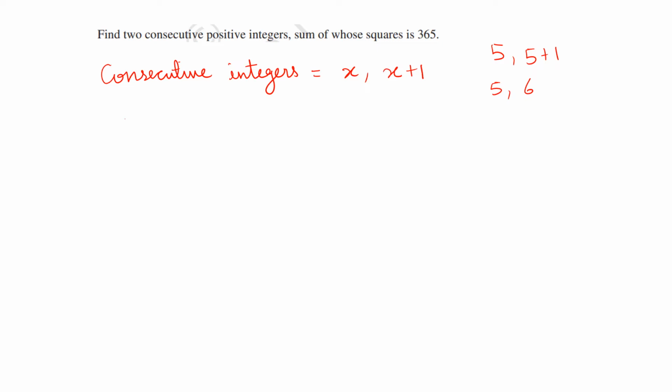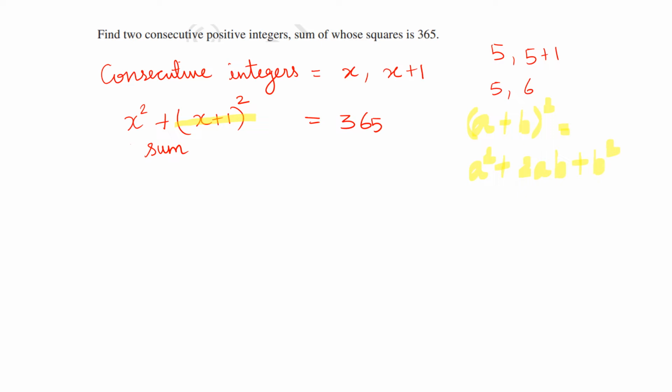So x square plus x plus 1 the whole square. This is the square of x and this is the square of x plus 1. This is the sum, right? Plus sign is for sum, right? Equal to 365. Now what you have to do is, x plus 1 you have to take in the a plus b the whole square formula, right? a plus b the whole square equals a square plus 2ab plus b square. This formula we are going to use now.